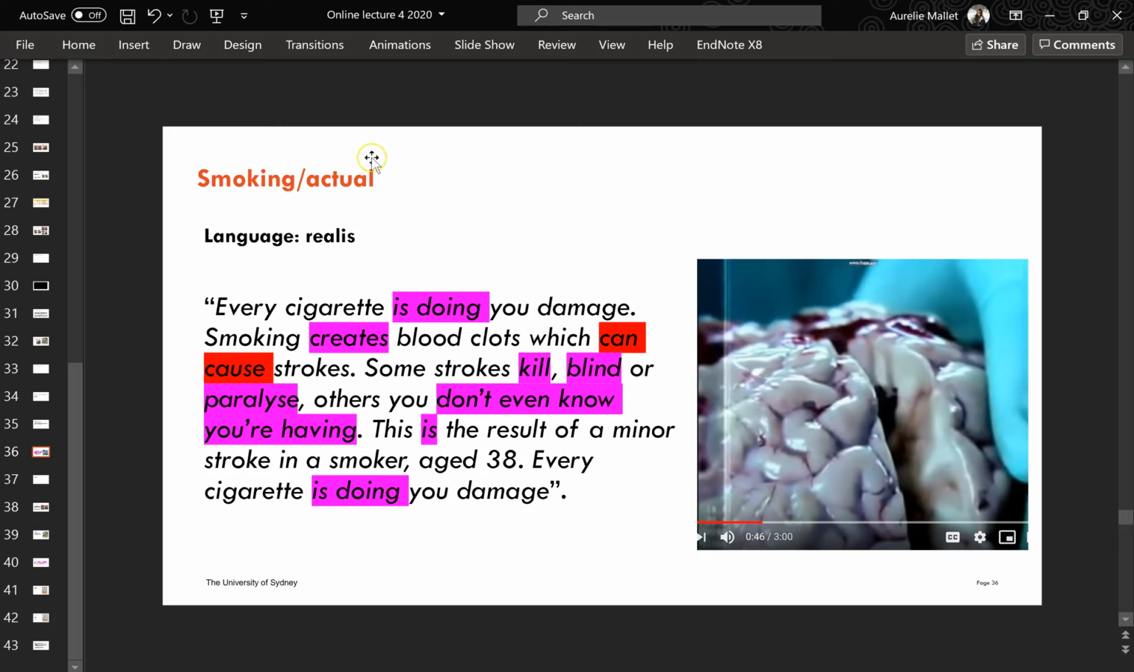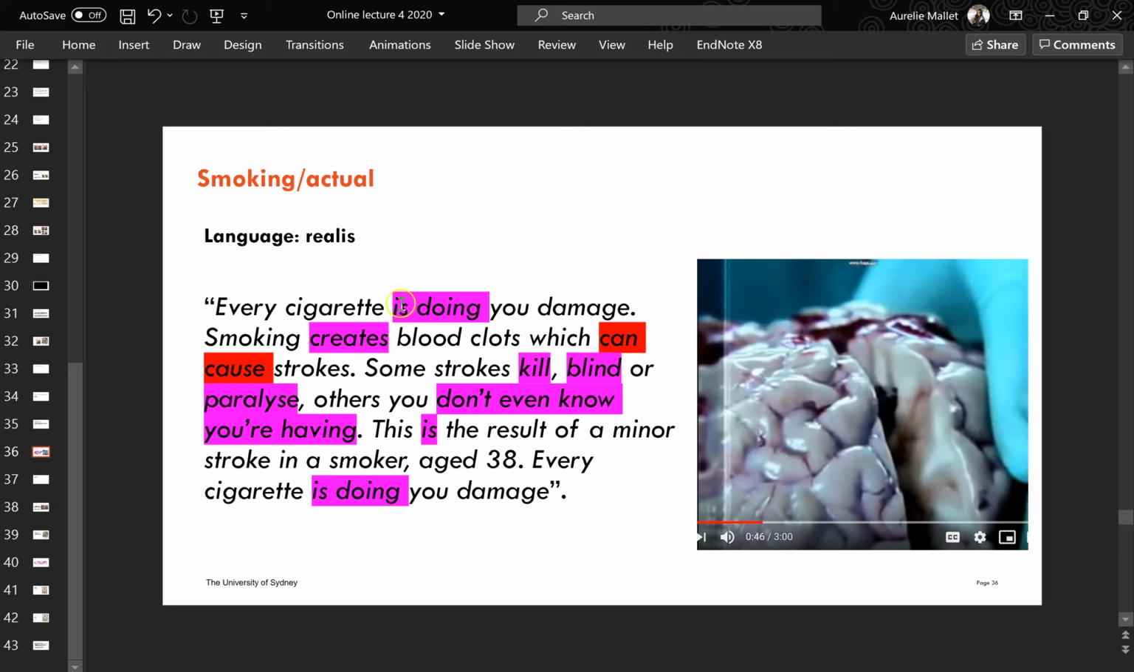So how is actual behavior realized in the language? Well, the language is what we call realis. So language that is realis focuses on what has happened or on what is happening, as opposed to language which is irrealis, which focuses on what might be. So all of the TV ads here in this campaign, all 6 of them, have realis language for the most part. So it's focusing on what has been and what is.